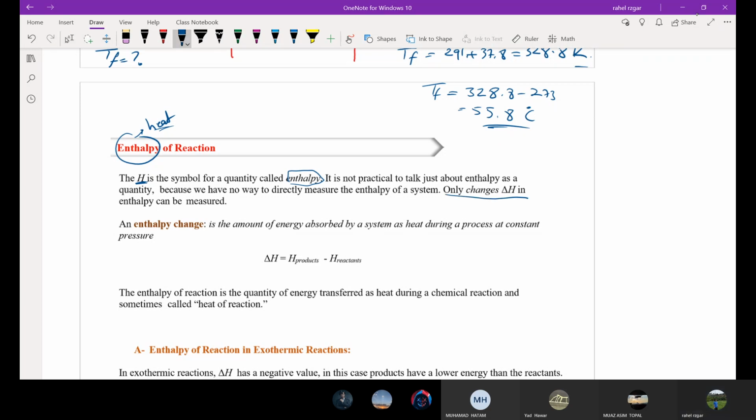But only changes in delta H, enthalpy change, can be known, can be calculated.